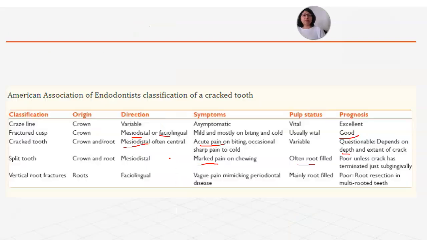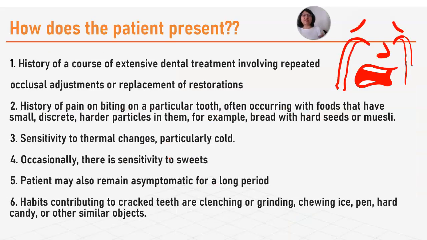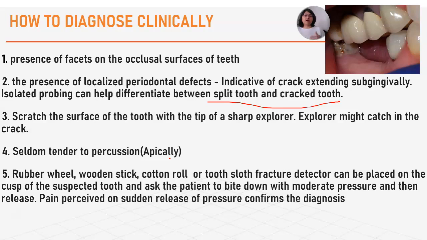But don't misunderstand that you cannot have an isolated pocket in a cracked tooth or in a vertical root fracture. Whenever you have a crack that extended subgingivally, that means microbial penetration is happening from the crack into your periodontium. You will find an isolated probing depth. So you can actually have a localized, deeper probing depth in a cracked tooth also.